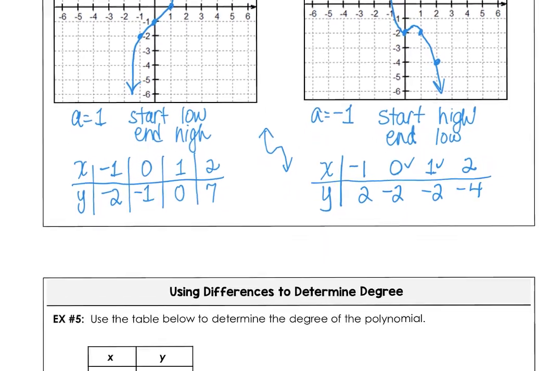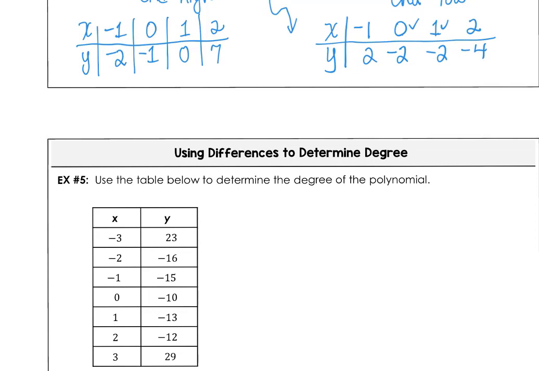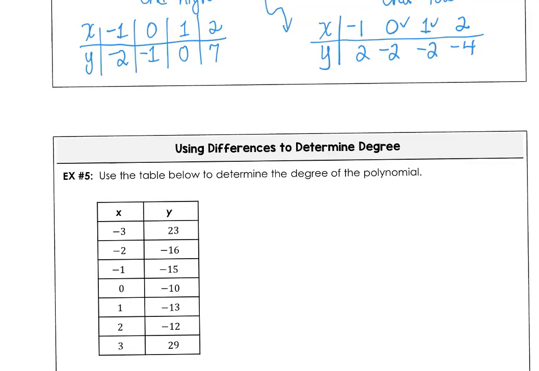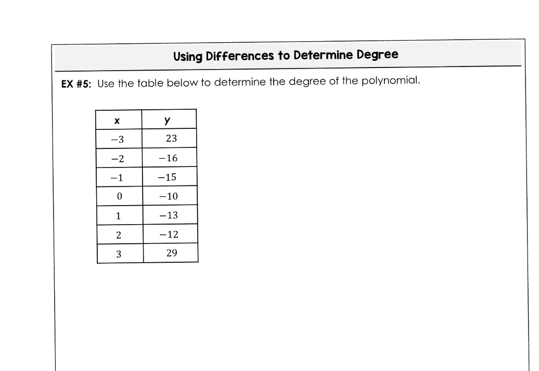And then our last example, we can actually use differences between the y values to determine the degree of the polynomial. So what I want to do here is look at when x is -3, y is 23. When x is -2, y is -16. And at -1, so I'm just creating the table so you can follow my thinking in this process. So these are my x and y values here.